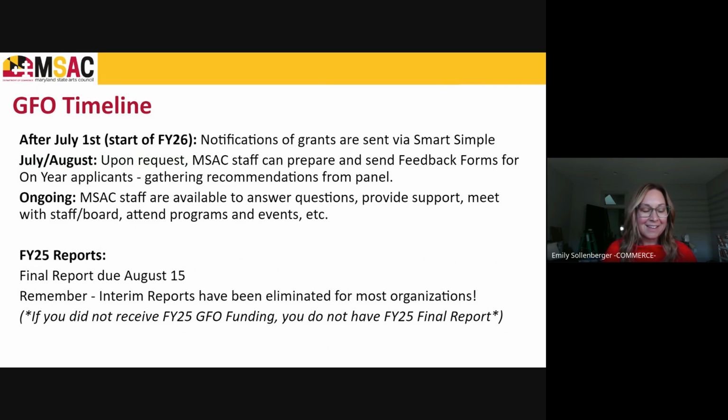Finally, there are final reports due at the end of each fiscal year on August 15th. If you received FY25 funding, the current fiscal year, you will have a report due on August 15th. If you did not receive GFO funding in FY25 and you're a new organization, you don't have to worry about that until the end of FY26 if you're recommended for funding. Also, a note for folks that have been in the program for a while: we no longer have interim reports, so that's been eliminated as of this year. We only have the one report due August 15th every year.